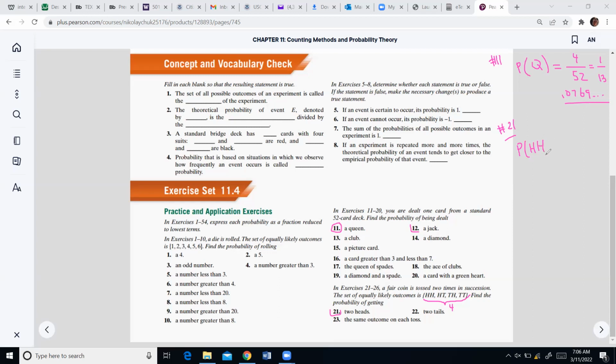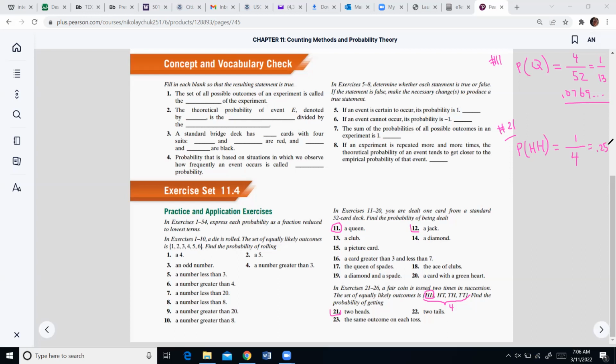And to get 2 heads out of total, so we always put total in our denominator. In this case, it looks like there are 4 possibilities. So there is 1 out of these 4 that is exactly what we need, 2 heads. So it's 1 out of 4, or 0.25.